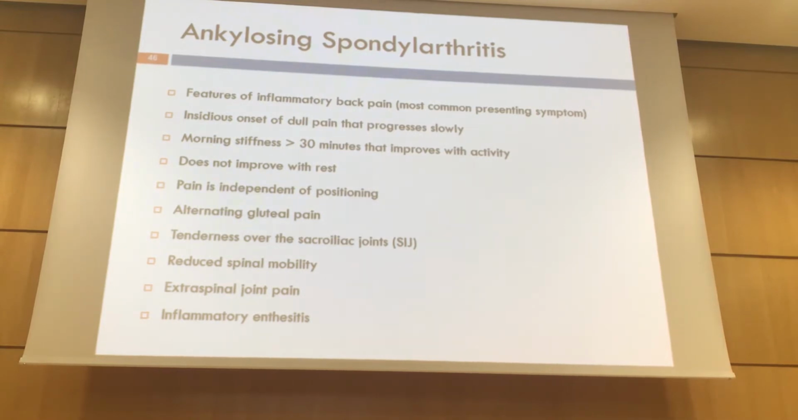So it doesn't really improve with rest, not like the mechanical one. If they rest, they will be fine. Pain is independent of position. And again, there is gluteal pain, tenderness over the joint, reduced spinal mobility, extra spinal joints, and inflammatory enthesitis. What is this inflammatory enthesitis? Let's not get confused about it. What is enthesitis? It's inflammation of the tendon at its insertion into the joint. Tendon inflammation. Okay.